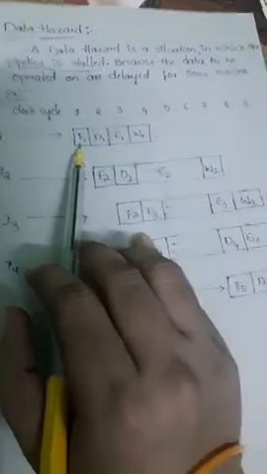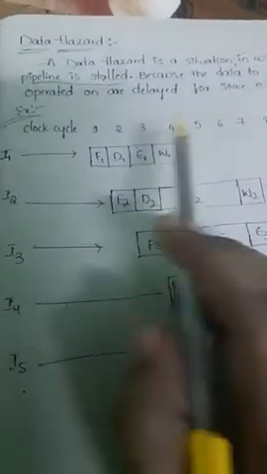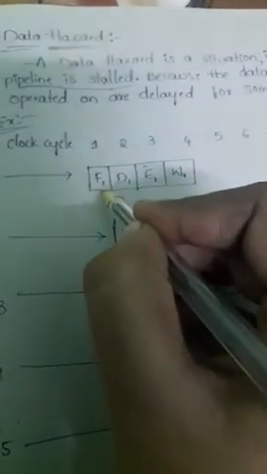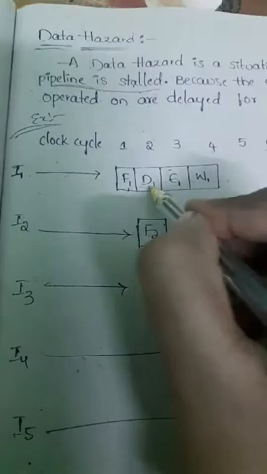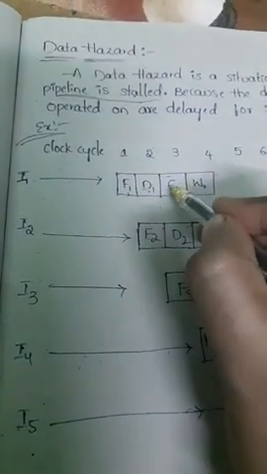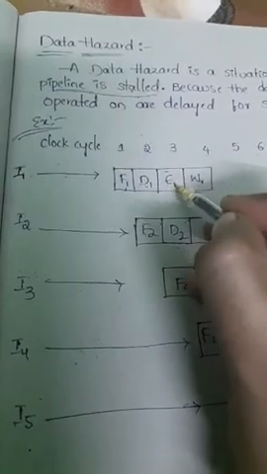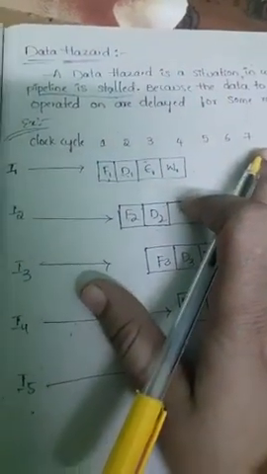Now in instruction 1, these are the steps we have taken: F1, D1, E1, W1. I will explain each and every term here. F1 is fetching the first instruction, D is decode, that means decoding the first instruction, E is execution of the first instruction, and W is writing the result. Okay, so this is about instruction 1.